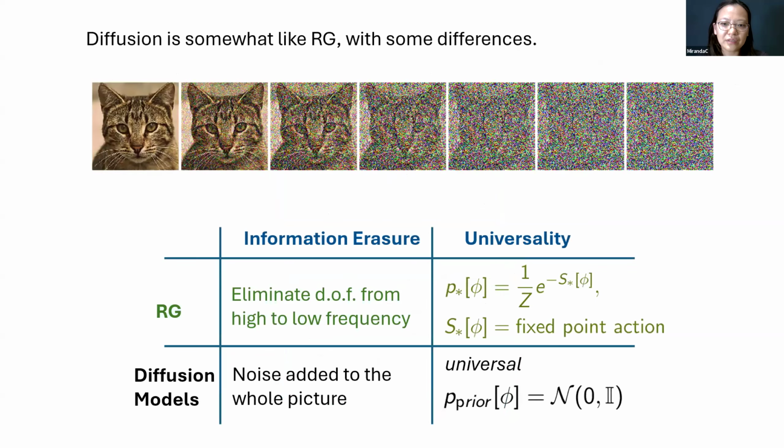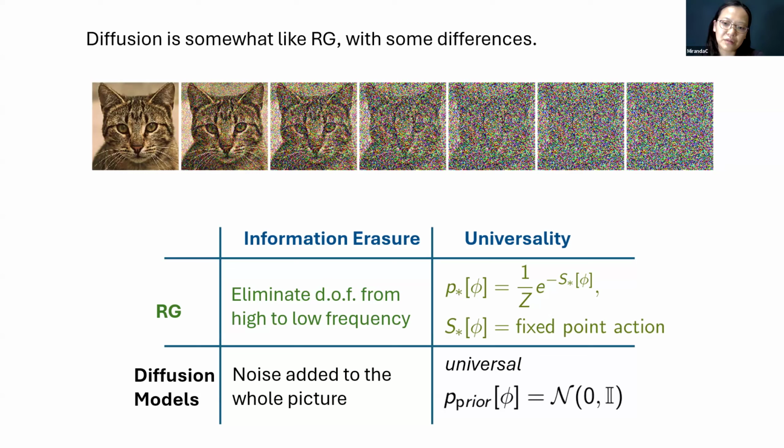So, what are these two things on the diffusion side? We see that there are some similarities, but there are also differences. On the diffusion side, the information erasure happens because we add noise to, in this case, the picture. But it's a little bit different from RG, because in RG we eliminate degrees of freedom from high to low frequency. We do this with an order. With diffusion, we just throw noise at every pixel at the same rate.